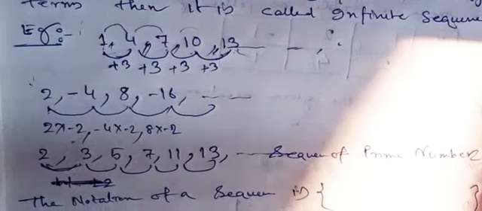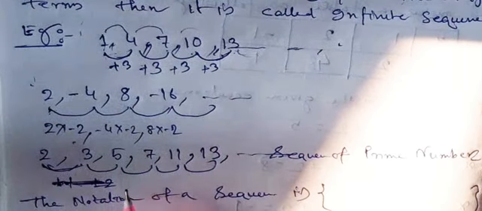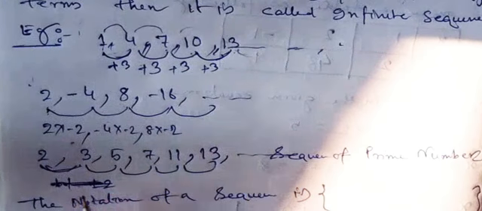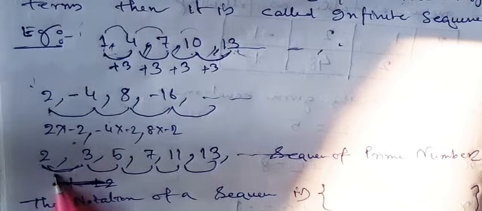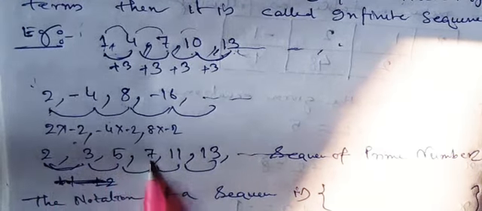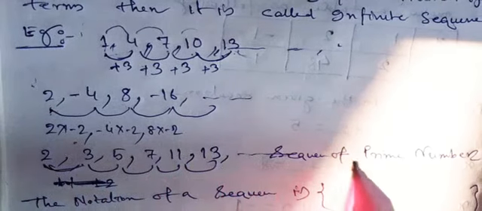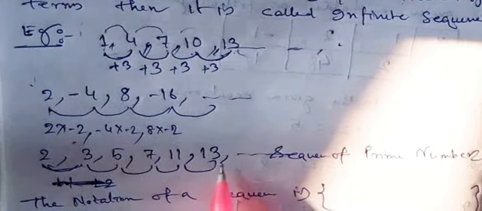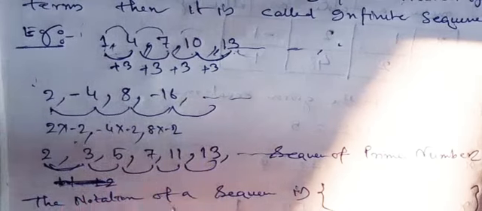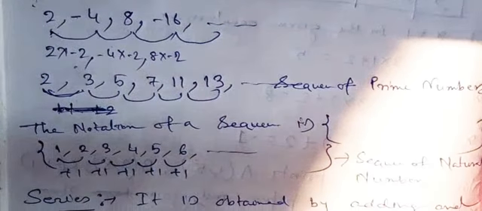Next, come to another sequence: 1, 2, 3, 5, 7, 11, 13, dot dot dot, going on. This is called the sequence of prime numbers.